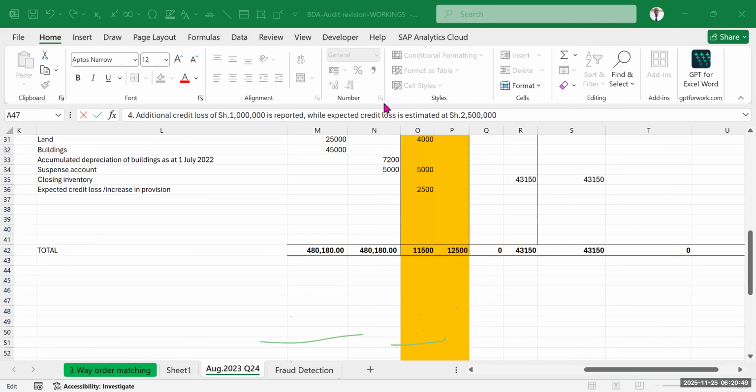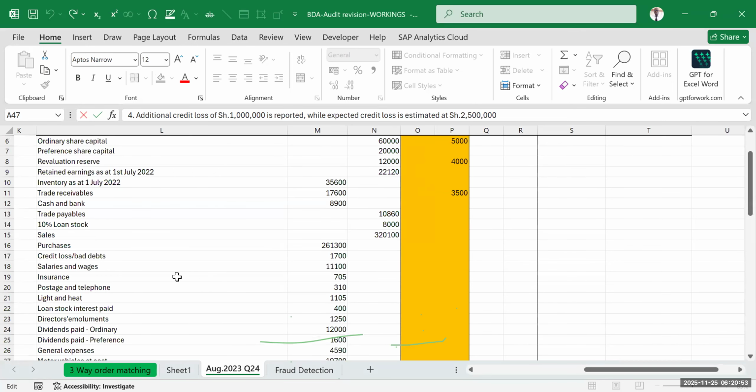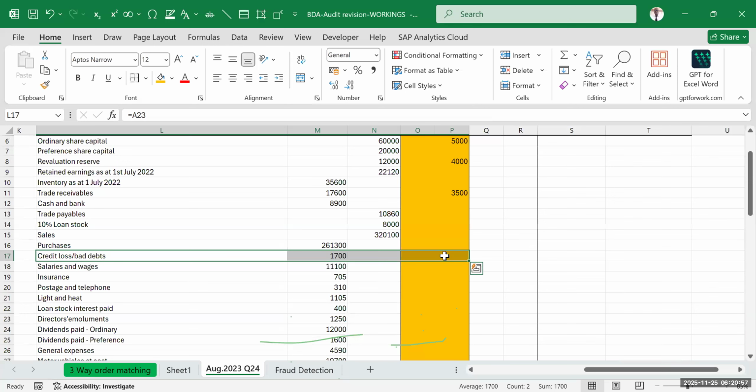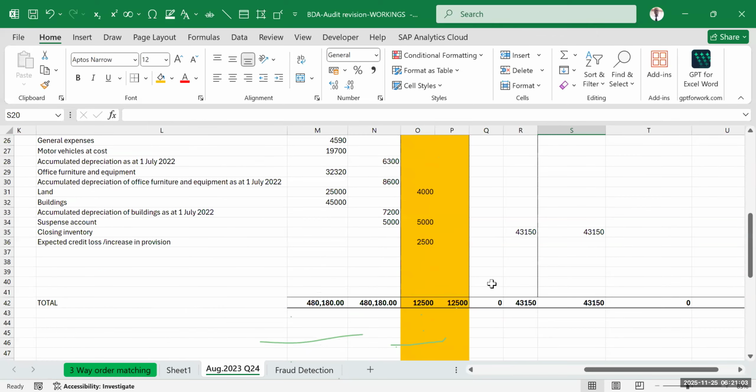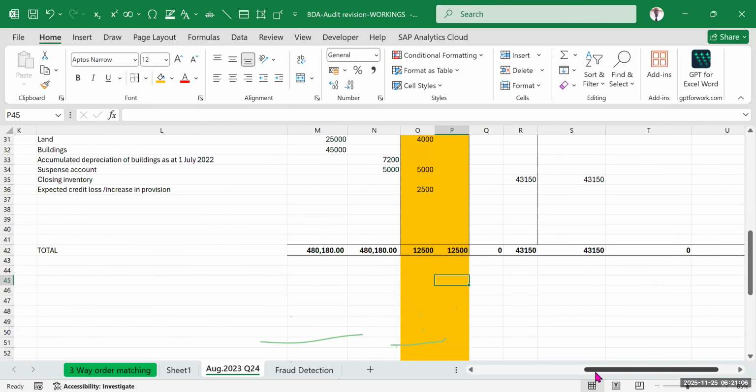Bad debts, thank you. Credit loss, thank you. So we also go and adjust credit loss. You see that one has 3 entries. So under bad debts, we are going to increase it by 1,000, like that. And our account will balance at that stage.